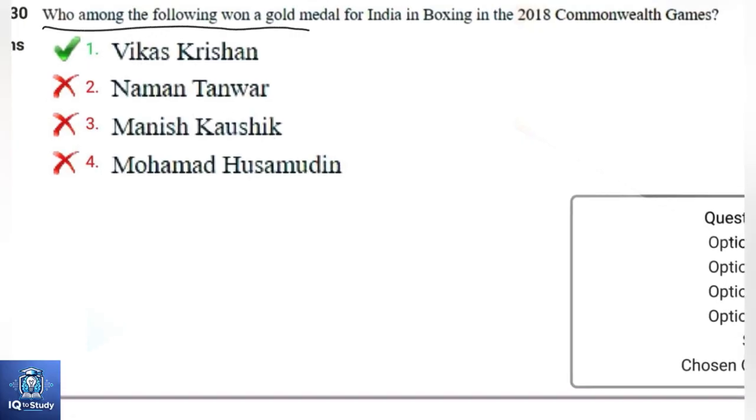Who among the following won gold medal for India in boxing in 2018 Commonwealth Games? Vikas Krishnan.